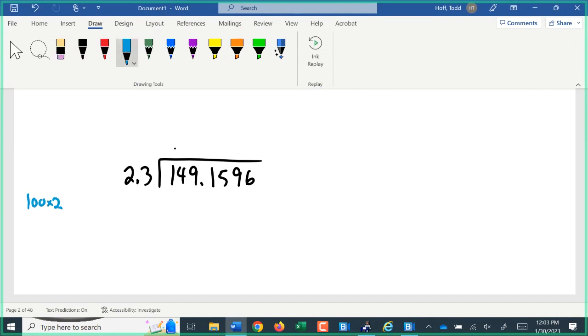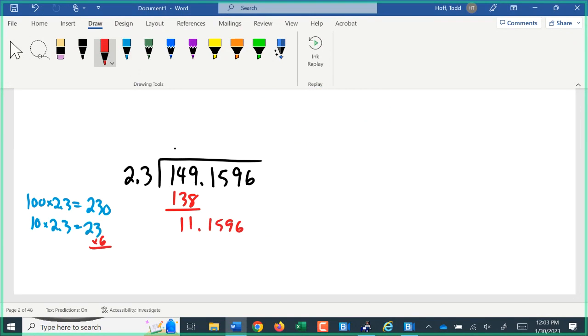100 times 2.3 is 230. We can't subtract that. It's too big. So we go to the next place value. Tens times 2.3 is 23. We could subtract that. That would be 6 times, I believe. So would that be 138? We subtract that, we got 11.1596. So again, that's 10 times 6, or 60 times that we've subtracted the 2.3.